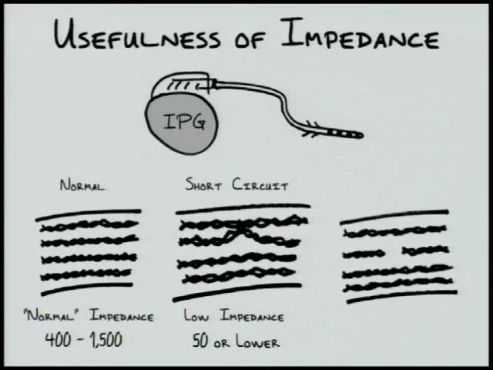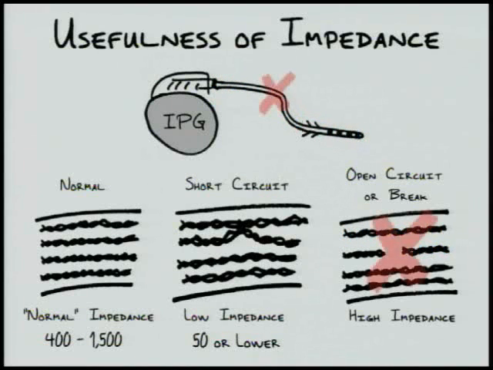Lastly, let's examine a device where a wire has broken. This is technically referred to as an open circuit or break, and can occur when a lead is stretched or subject to other trauma. In this situation, stimulation is ineffective, as current cannot flow due to the lack of a complete circuit. Impedances with an open circuit are generally very high, often 4,000 ohms or greater.